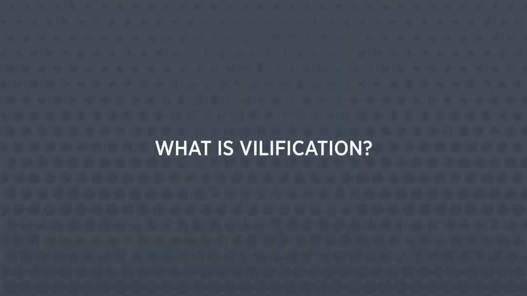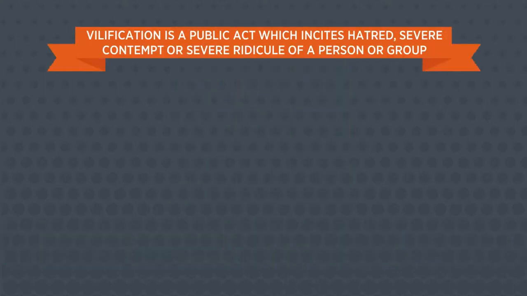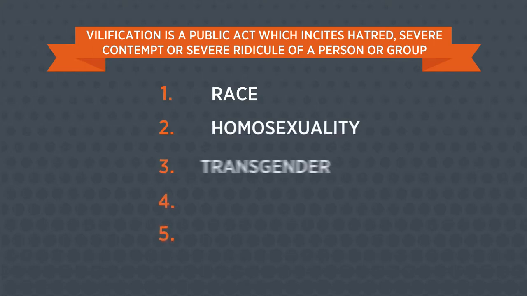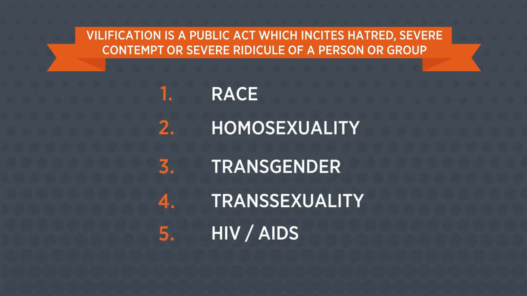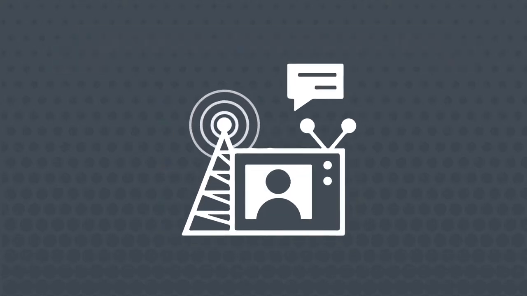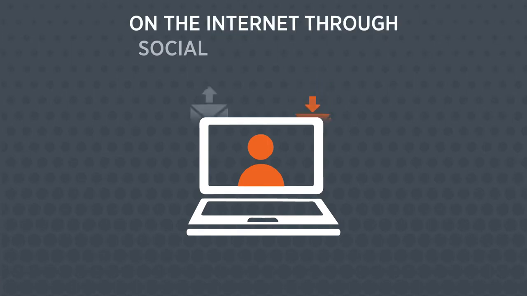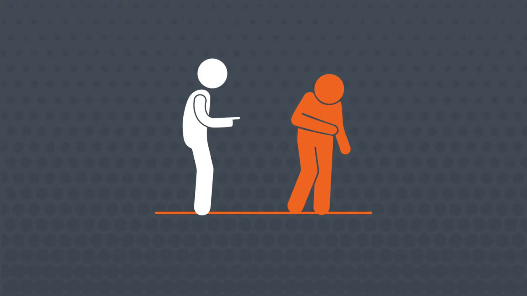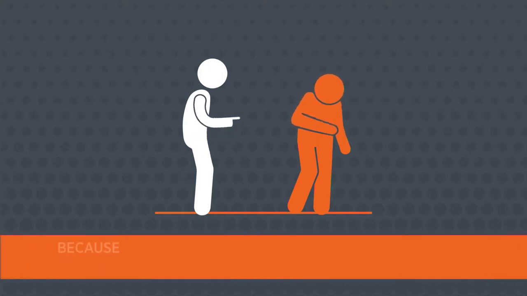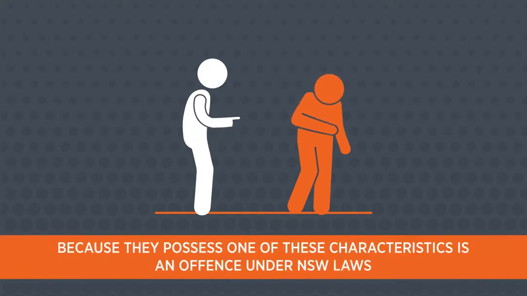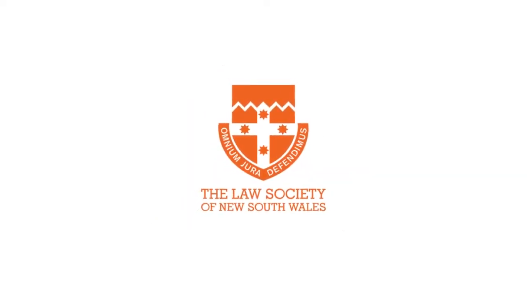What is vilification? Vilification is a public act which incites hatred, severe contempt or severe ridicule of a person or group because of race, homosexuality, transgender, transsexuality, or HIV/AIDS. A public act can include communication to the public in the media or on the internet through social media platforms. Serious vilification, threatening, or inciting physical harm to a person or group because they possess one of these characteristics is an offence under New South Wales laws and will be dealt with accordingly by the Law Society of New South Wales.